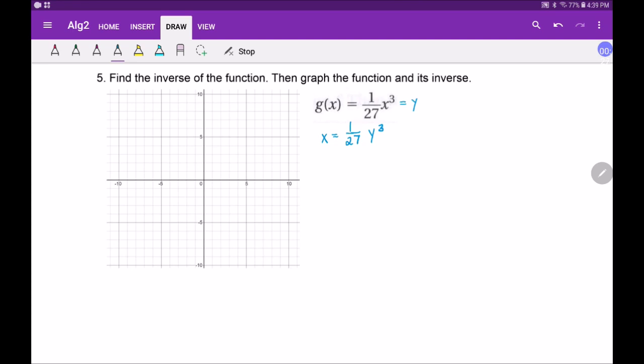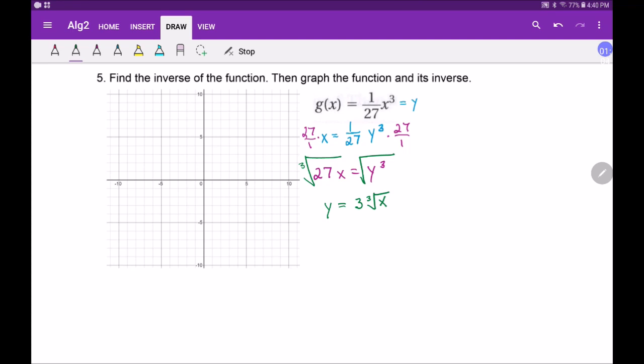We multiply both sides by 27 so that the 27 will go over to the other side. 27 times x is equal to y to the third. We want it to be just y, so we take the third root. And so y is equal to 3 times the cube root of x, because the cube root of 27 is 3.